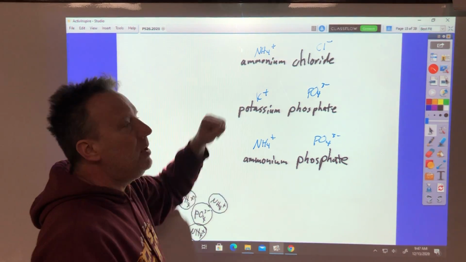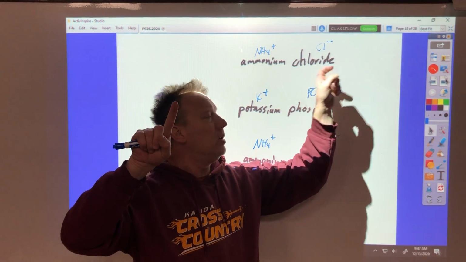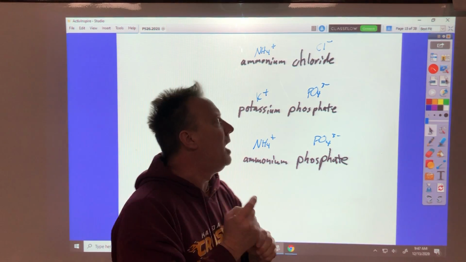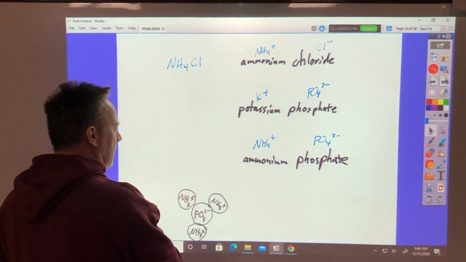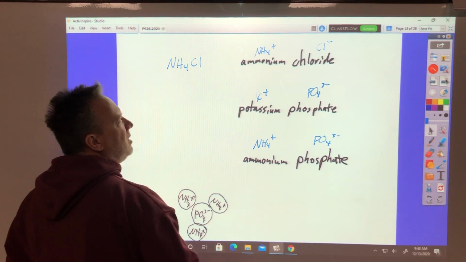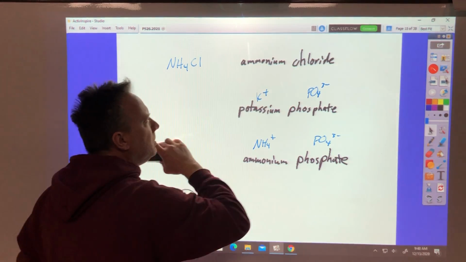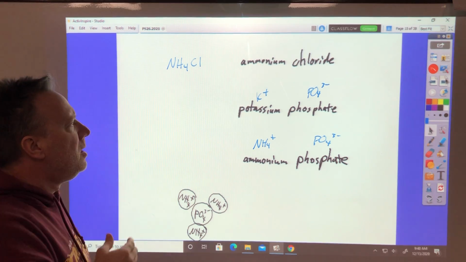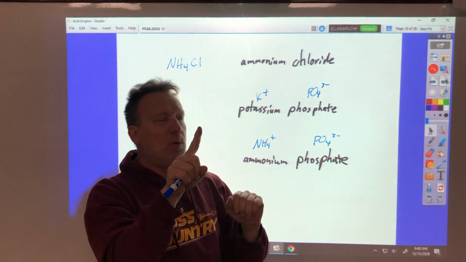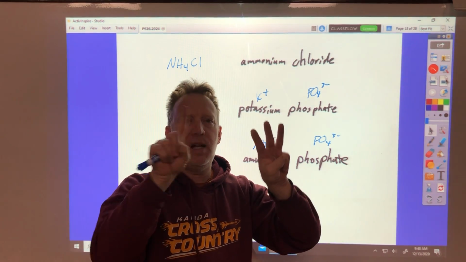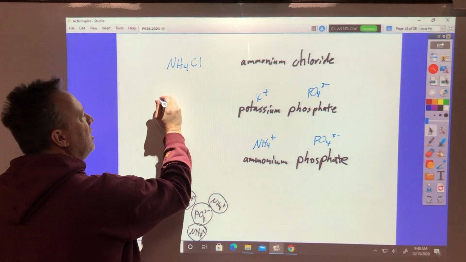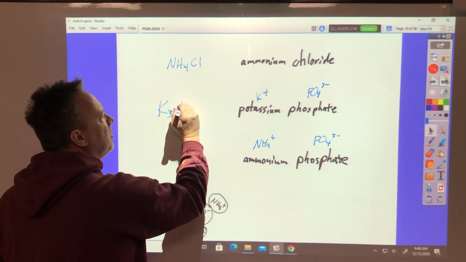So we have an ammonium that gives 1 electron, chlorine that takes 1 electron, they're a match. So it should be NH4Cl. Don't leave positives and negatives in your answer. If you do, it's wrong. Potassium phosphate. Potassium's giving 1, phosphate takes 3, not a match. How do you make it match? You need more potassiums. As a matter of fact, you need 3 potassium. K3PO4.